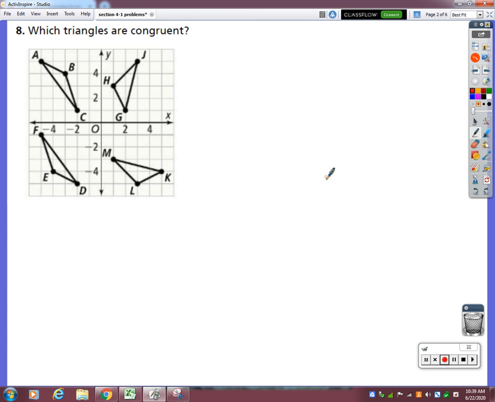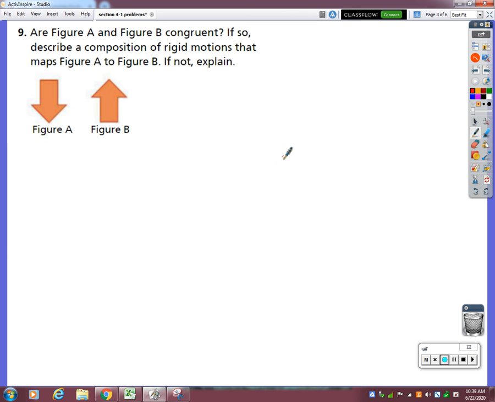Which two triangles are congruent? So it looks for sure like these two are. And are these two triangles congruent? Let's see, this has a length of 1, 2, 3, 4, and then 1. 1, and then 1, 2, 3, 4. This is 2 and 2. This is 2 and 2. And then this one is 1 and 2. Yeah, okay. So these two are also congruent. So that's fun. Are figure A and figure B congruent?